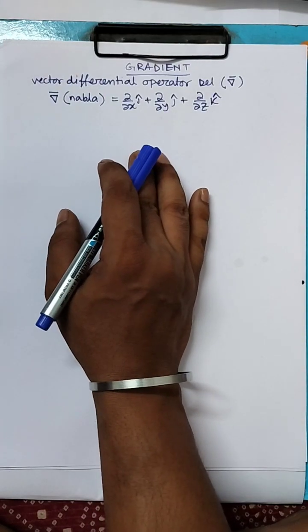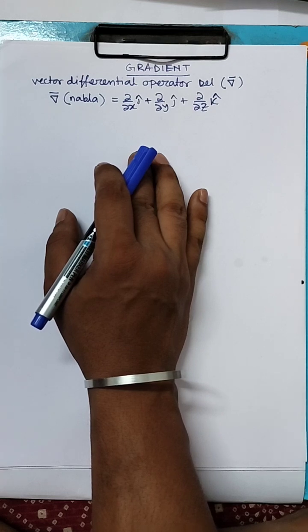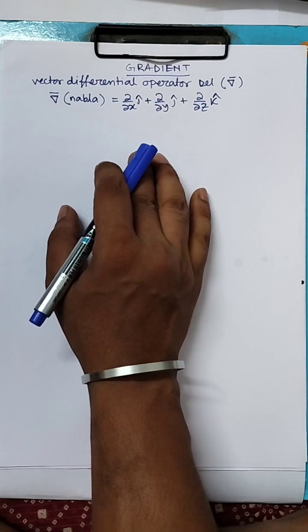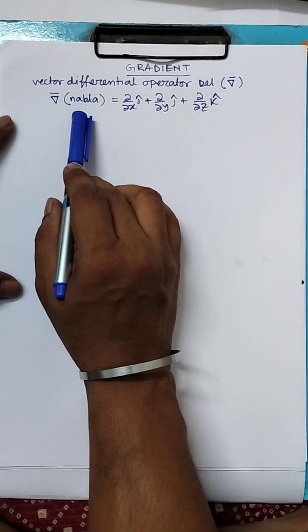Today I will teach gradient. It is an important chapter for vector calculus. So to understand the gradient, first of all we have to know the vector differential operator, that is del. It is also called nabla.